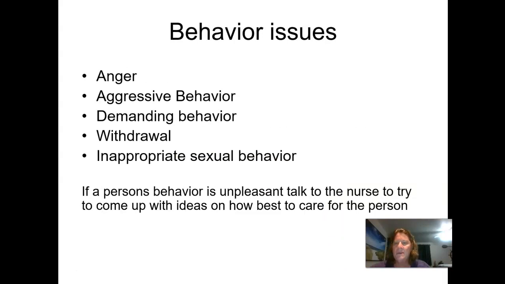Some behavior issues that we see: there's anger, there's aggressive behaviors, there's demanding behaviors, there's withdrawal, there's inappropriate sexual behavior. If a patient's angry or aggressive, one thing that we need to learn with anger and aggressive behavior is if they are being aggressive to you, you need to get out of the room. I'm going to just tell you that right now. I'm not just saying, oh, the patient's irritated with you and they're complaining to you. But if the patient's aggressive and they're shaking their fists and they're almost taking an attack type of stance with you, you do not go up to them and say, oh, it's going to be okay. You get out of that room and you get some help.